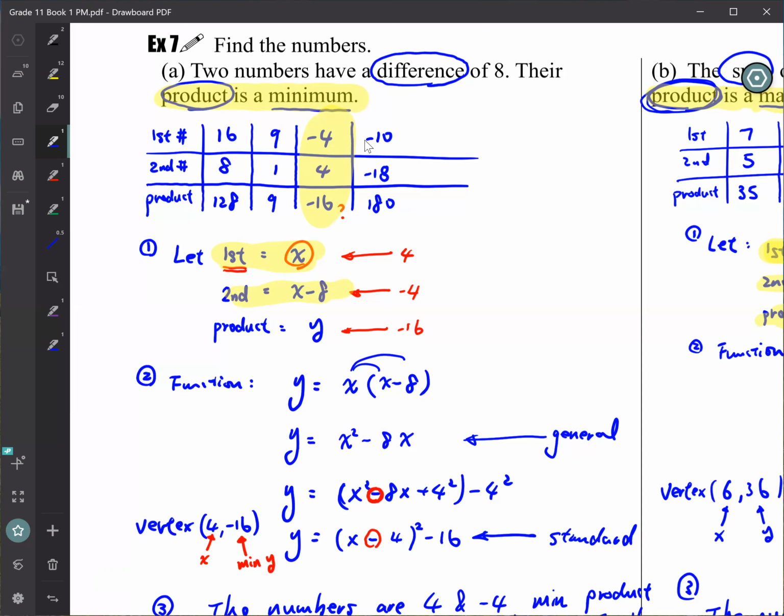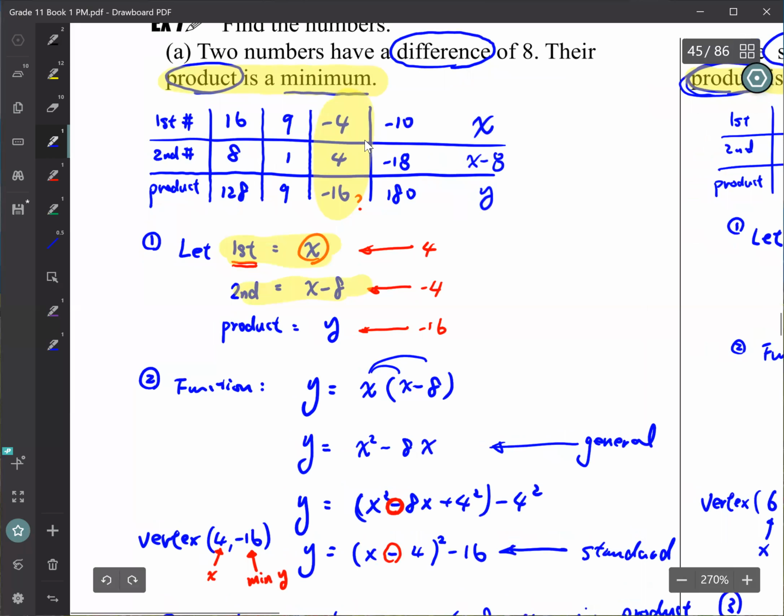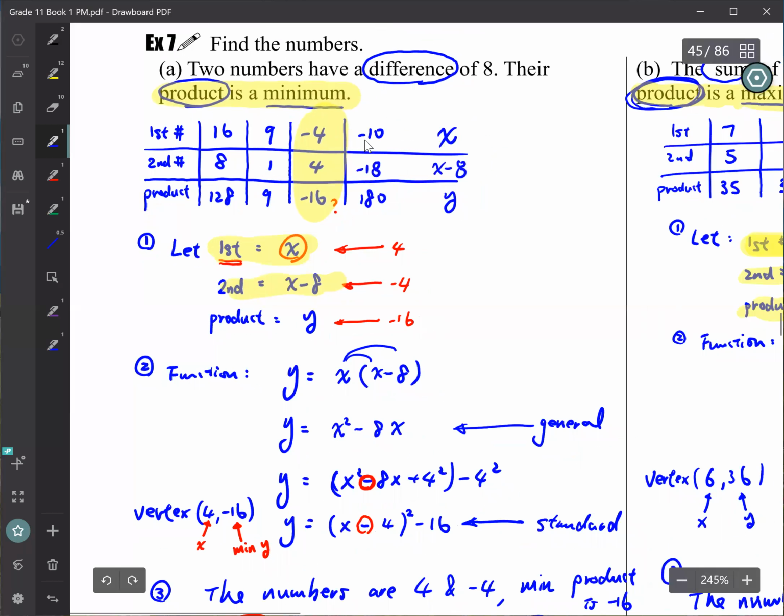So you can say the first number is x, and the second number is always the first number subtract 8. So x minus 8. Understand? And then the product is something you want to minimize, so we always call that y. Y is either the maximum value or the minimum value. Got it? So you understand how we get the last statement now? Okay, what about functions?